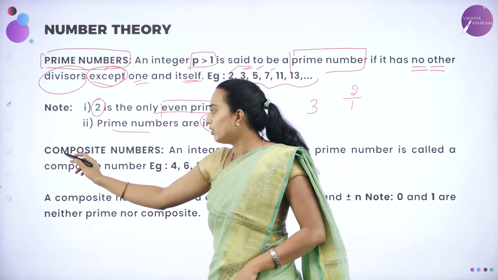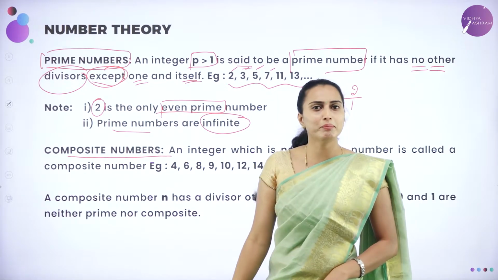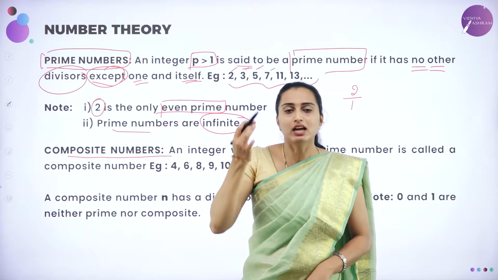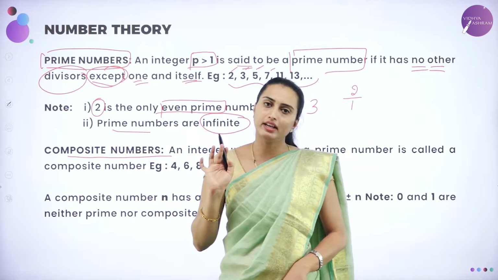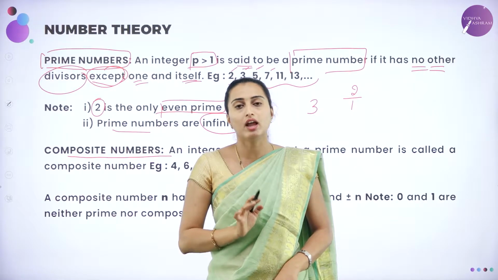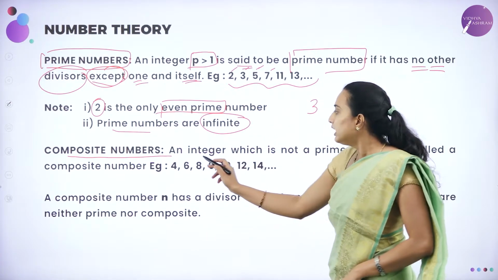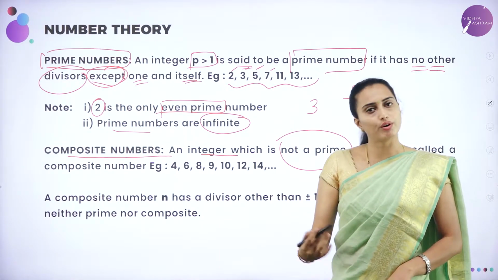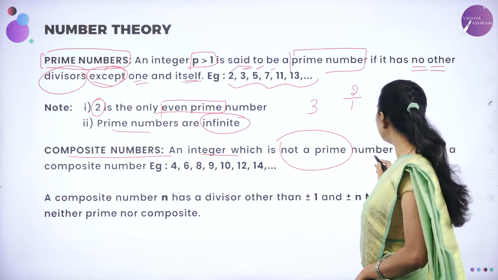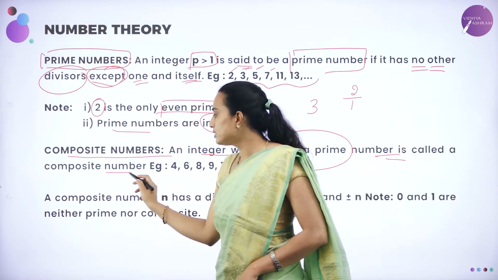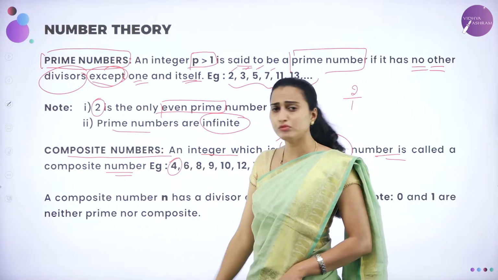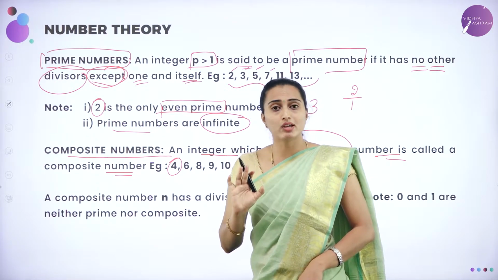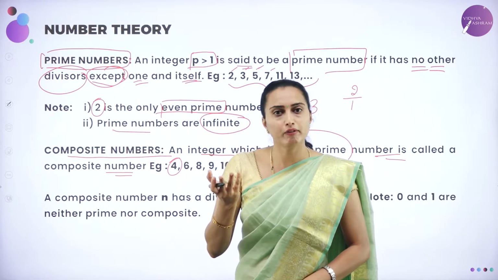Next, we'll be moving on to the composite number. What do you mean by a composite number? A number which has factors other than 1 and itself is known as a composite number. An integer which is not a prime number is known as a composite number. For example, 4. 4 has factors not only 1 and 4, it also has 2. 2 into 2 is 4, isn't it?